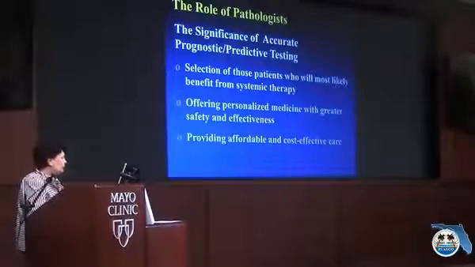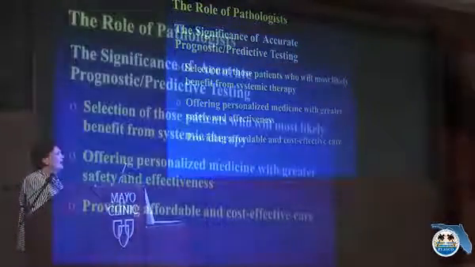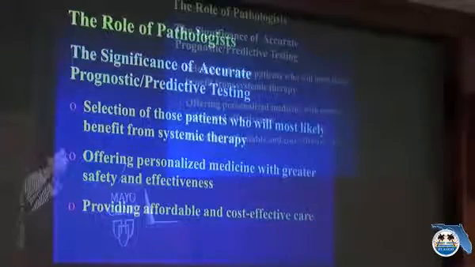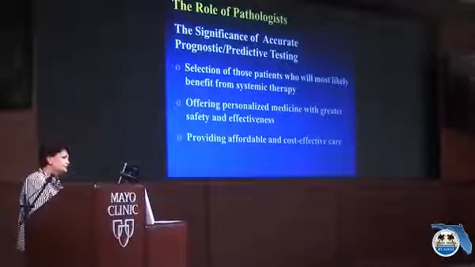Now, what is the significance of accurate prognostic and predictive testing? This is for selection of those patients who will most likely benefit from systemic therapy, offering personalized medicine with greater safety and effectiveness and providing affordable and cost-effective care.